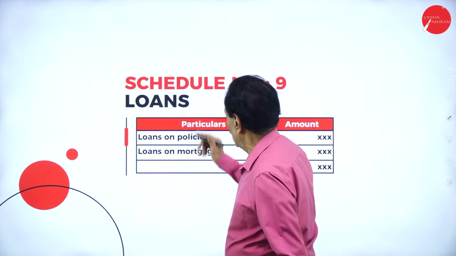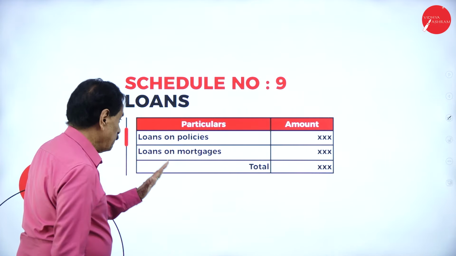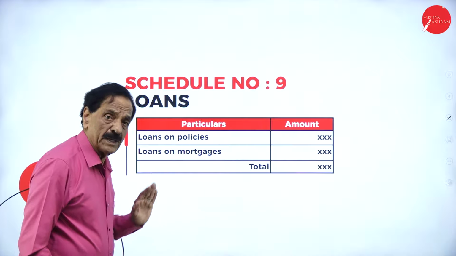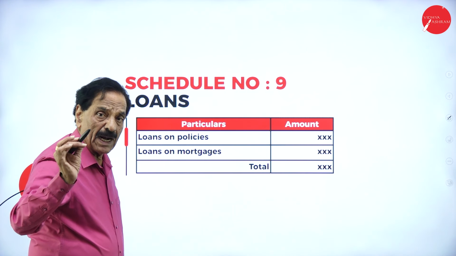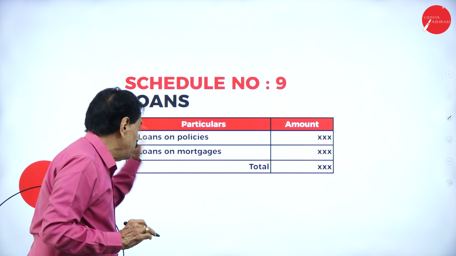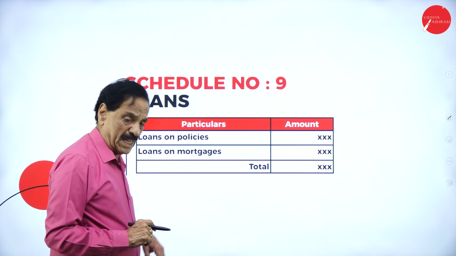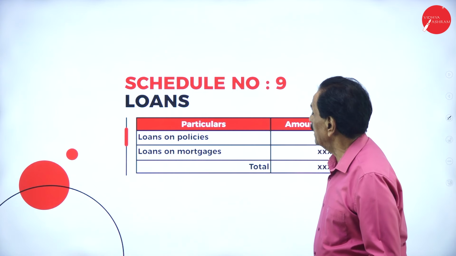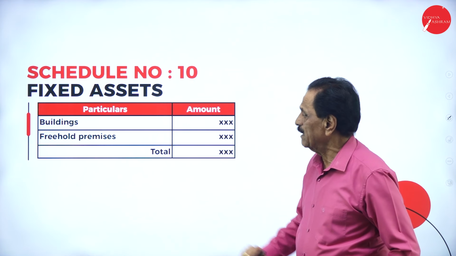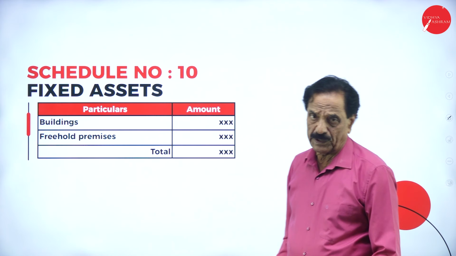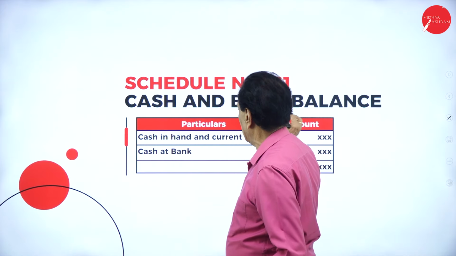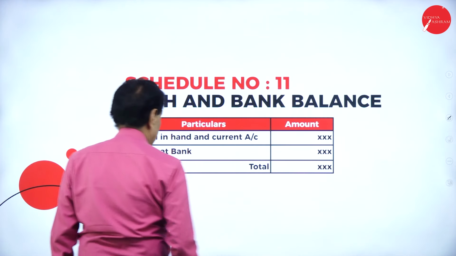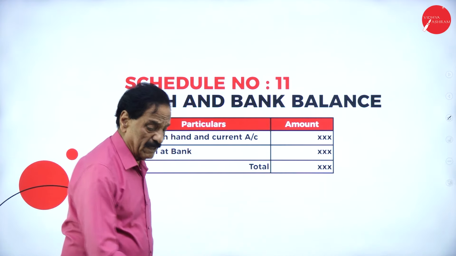9th one, loans. Loans on policy, loans on mortgages. By chance, on loans on policy, some surrender amount will be adjusted. If they say no, that should be deducted. Loans on mortgages. So the format you have to learn. 10th one, fixed asset: building, freehold premises. 11th one, cash at bank balance: cash in hand and current account, cash at bank.